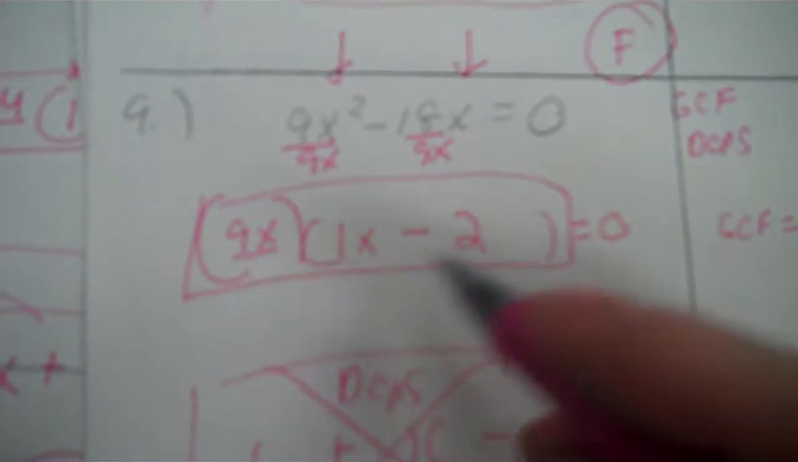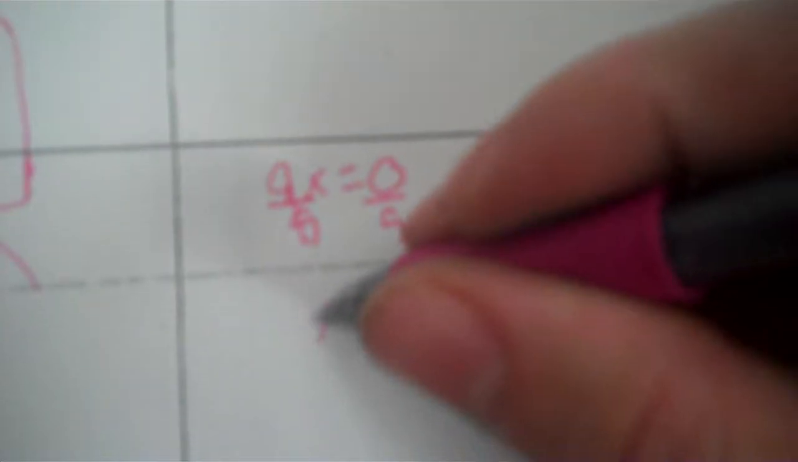So either 9x can equal 0. Or 1x minus 2 can equal 0. So I divide by 9, I get 0. Plus 2, I get 2. 0 and 2.